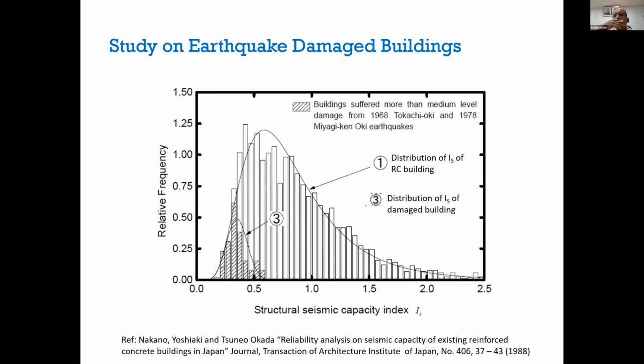And this is one figure of past earthquake damage in Japan. Here the hatched buildings are the damaged buildings. In Japan, it is found that buildings whose IS value is more than 0.6 are safe. But if it is less than 0.6, then those buildings suffered damage. So that's why in Japan the judgment point value is 0.6.